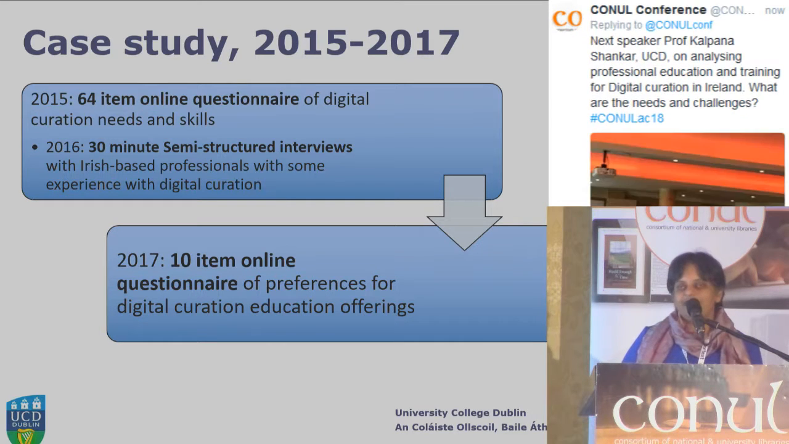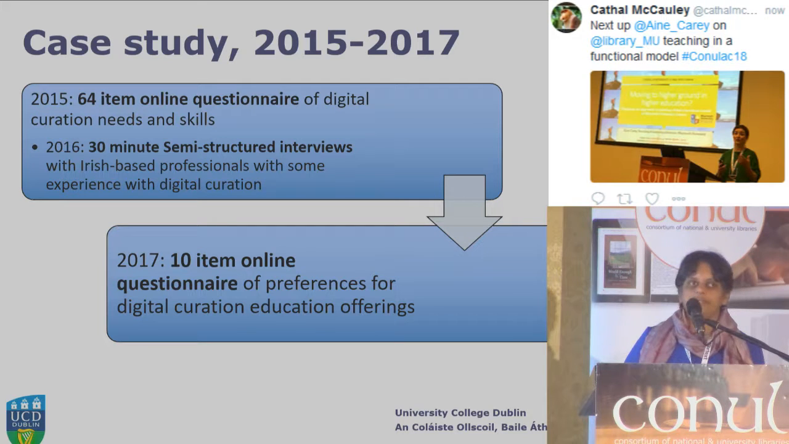We then extracted from that to say, all right, now we know what the needs and skills are. What's the best way to deliver this education, or this training and teaching? So we came up with a much more abbreviated survey to get a sense of, should this be in person, through workshops, online, what would work for the context that we and our colleagues find ourselves in. So this is the structure of the research that we did.